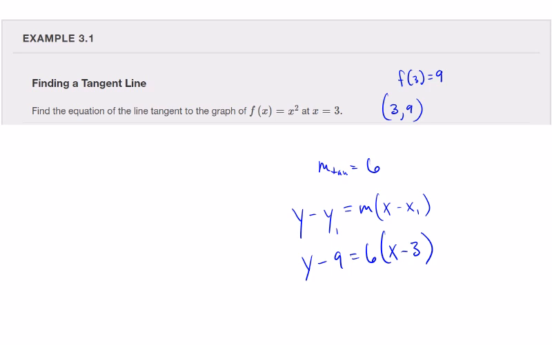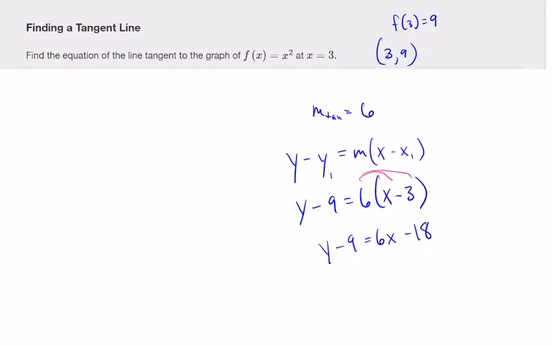If we were to simplify, we could distribute the 6 and get it to slope-intercept form. We would get 6x minus 18, and then we could add 9 to both sides. If we needed to graph this, slope-intercept form would maybe make it a little bit easier to graph, where the y-intercept is -9 and the slope is 6. But it's okay to leave it like this.